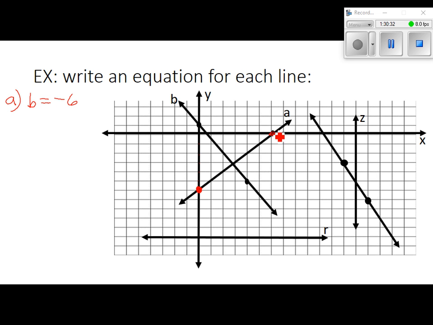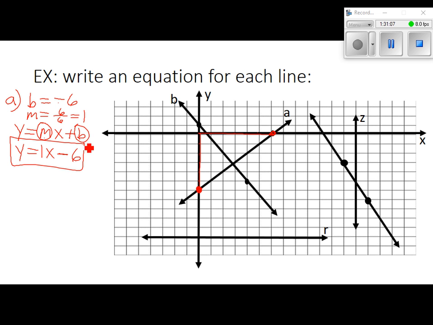Then to find the slope, I just do rise over run, up 1, 2, 3, 4, 5, 6, and over 1, 2, 3, 4, 5, 6. So slope is 6 over 6, or just 1. And if we're going to write this in that slope-intercept form, y equals mx plus b, we're just plugging it in place of m and plugging it in place of b. So in place of m, we stick in 1. In place of b, we stick in negative 6, so it's going to be a minus 6 there. That's the equation for line A.